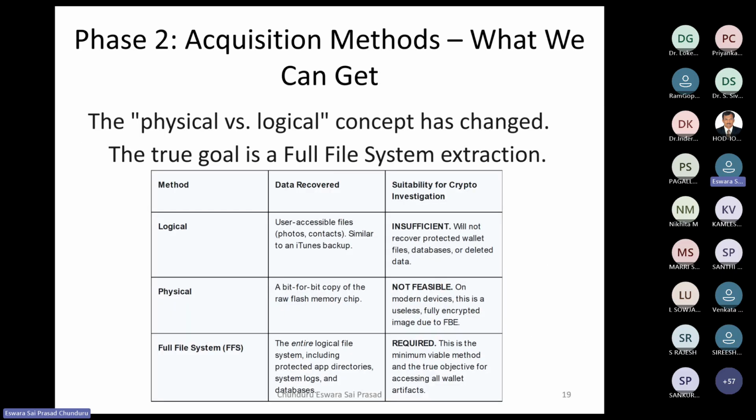And then coming to what is possible and what is not possible with respect to mobile phones nowadays. Logical extraction is one method, wherein please remember, if the proper user credentials are known, then only all these things are possible. Otherwise, it is very difficult or not possible. In the case of logical extraction, what type of data is recovered? User accessible files, that is photos, contacts, and similar to iTunes backups, the data can be recovered. And then it is suitable for crypto investigation.